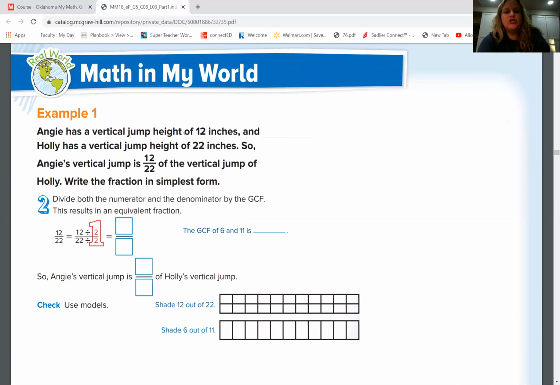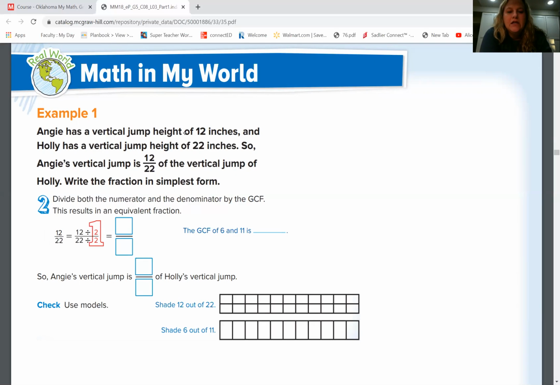So we're going to take 2 because that's their greatest common factor, and we're going to divide the numerator by 2, and we're going to divide the denominator by 2. So the numerator is 12. So when you divide that 12 by 2, you end up with 6. 22 divided by 2 is 11. So you would have 6 on the top and 11 on the bottom.